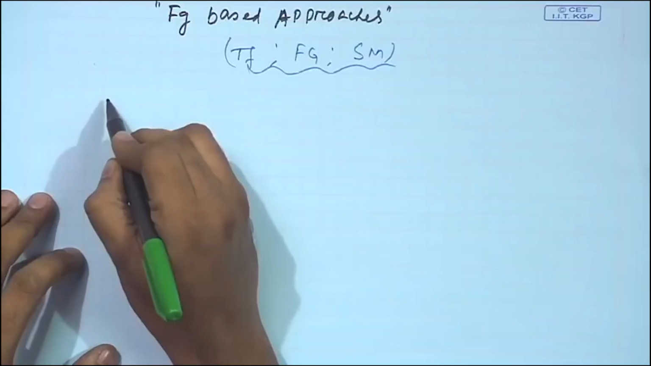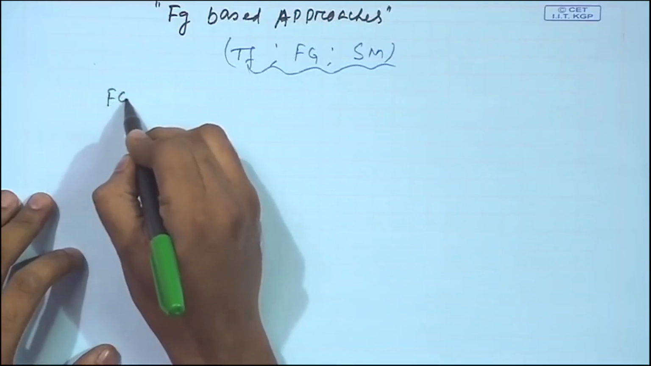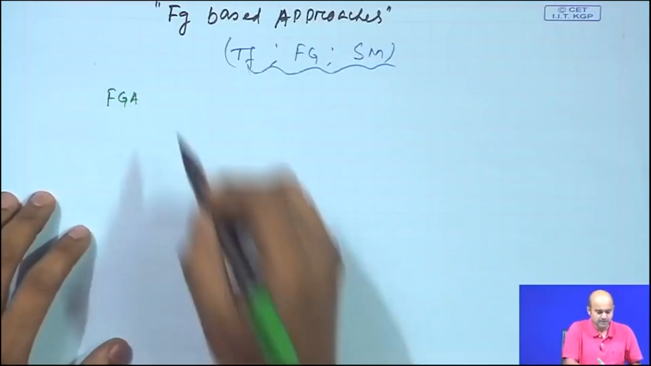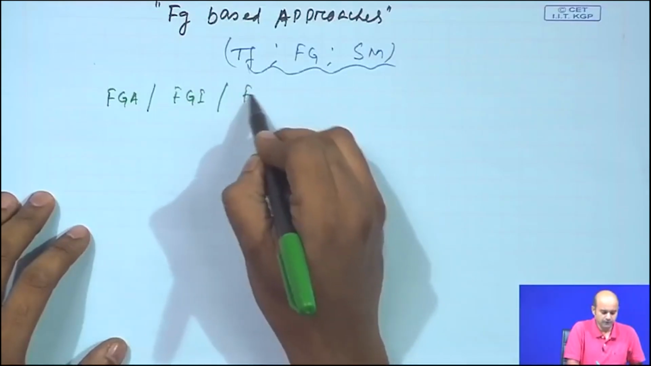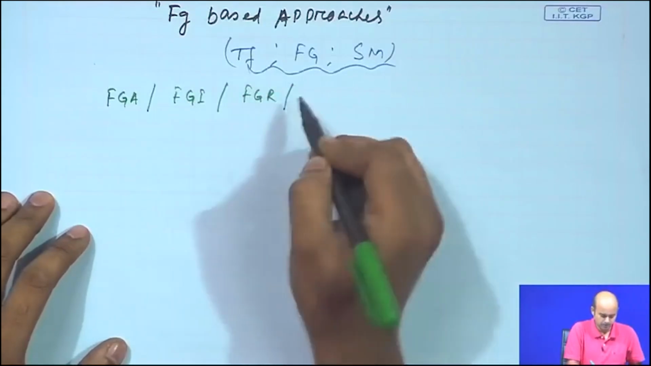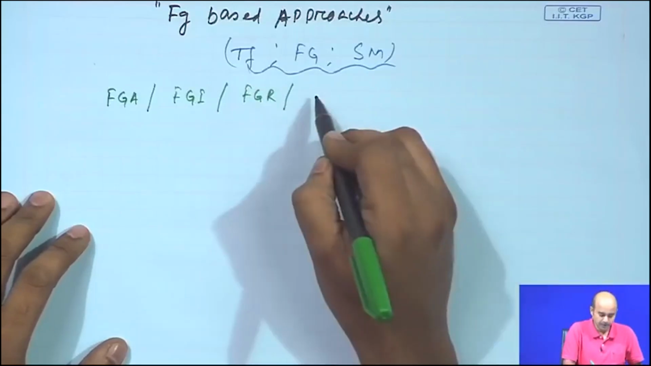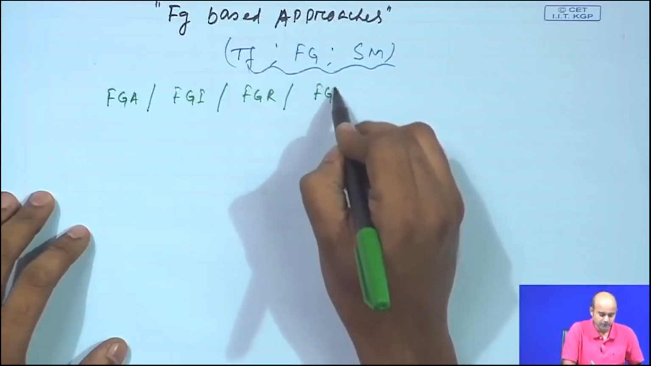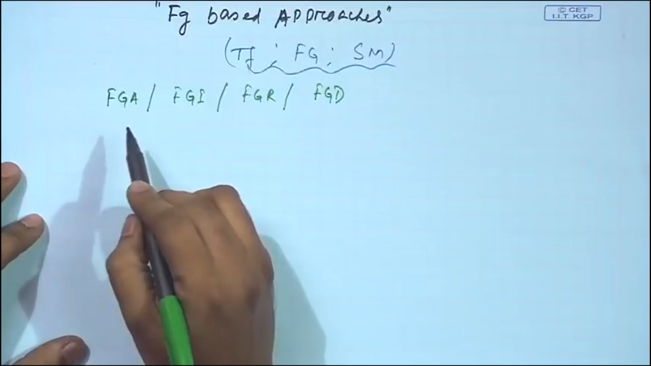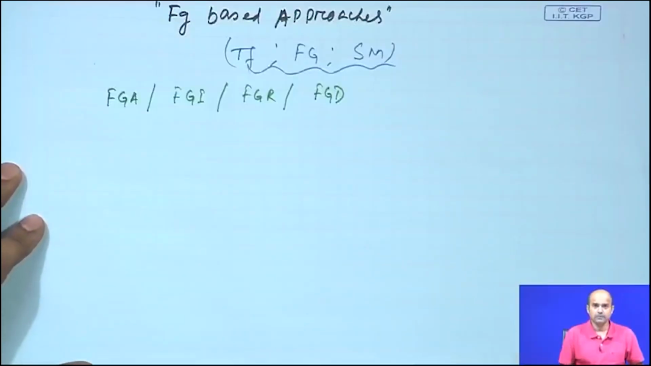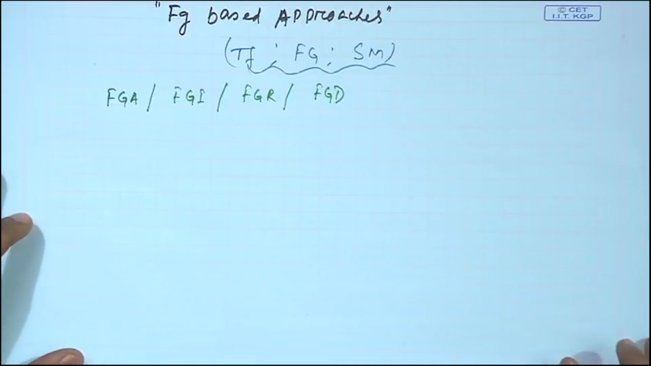Now, functional group based approaches, we already talked about many of the abbreviations: functional group addition, we said functional group interconversion, functional group removal, we did not talk about but we will, then functional group disconnection. There will be many terminologies, but I do not want to make your life complicated, so just forget about those terminologies. Terminologies are just to make things a little bit complicated.